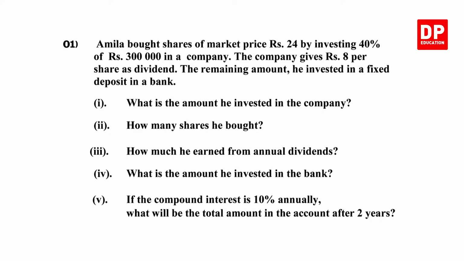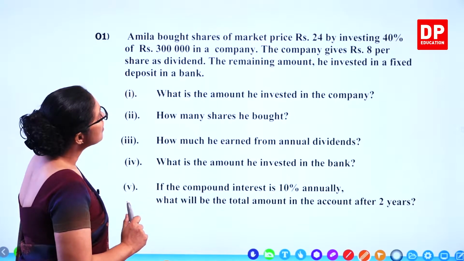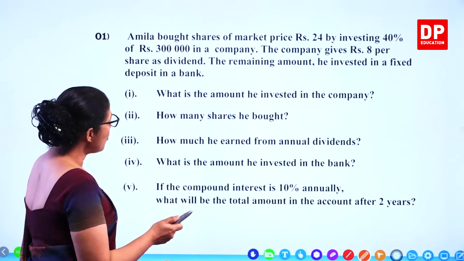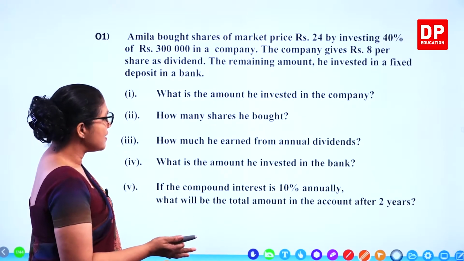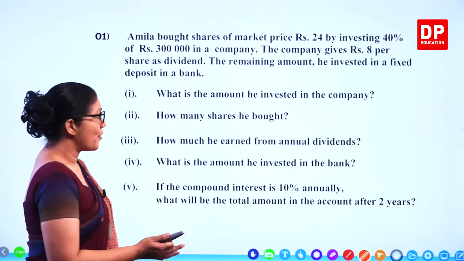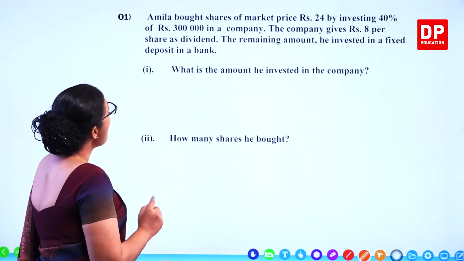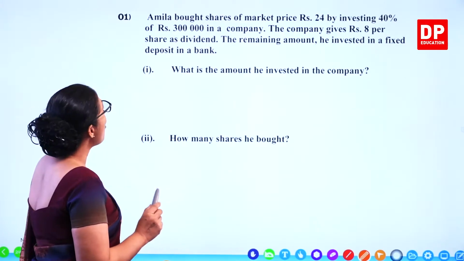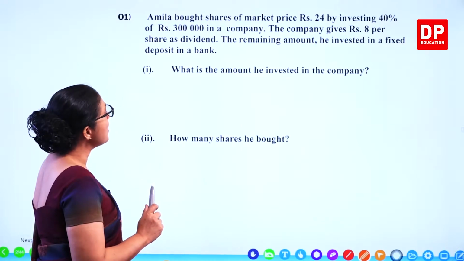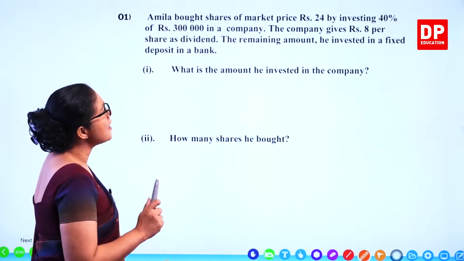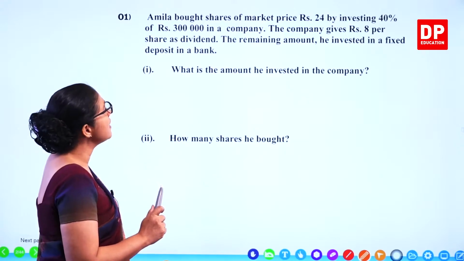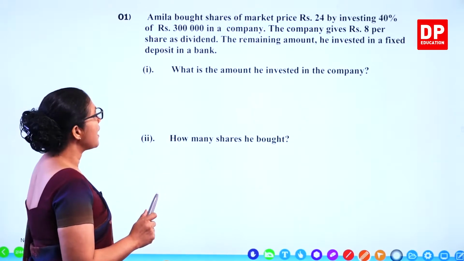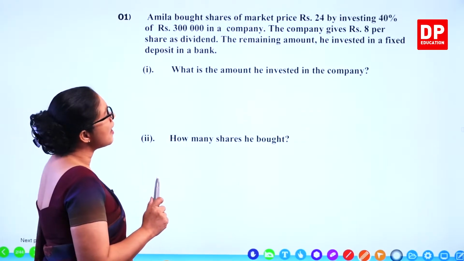Question number 1 in paper 2. This is about percentages. So you have to find out the invested amount, interest rates are given. So we'll do separately. Amila bought shares of market price 24 rupees by investing 40% of 300,000 rupees in a company. The company gives 8 rupees per share as dividend. The remaining amount he invested in a fixed deposit in a bank. What is the amount he invested in the company?